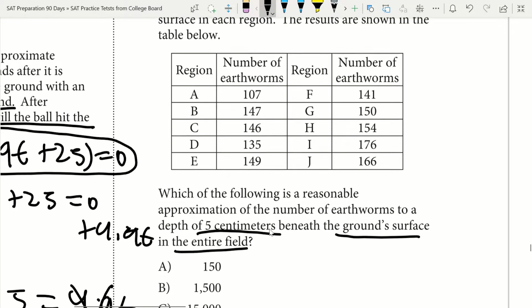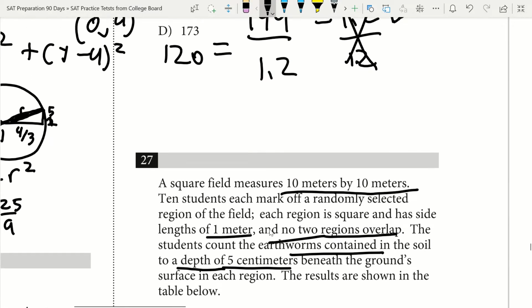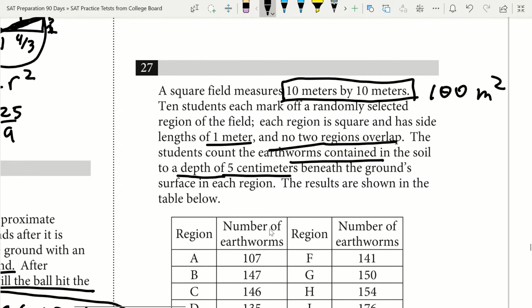All right, well, we need to know how big our entire field is. We know it was 10 meters by 10 meters. 10 meters times 10 meters gives me 100 meters squared, or 100 square meters. The next thing I know is that each student is marking off a square region with side lengths 1 meter. So that means that they're each marking off 1 meter squared.